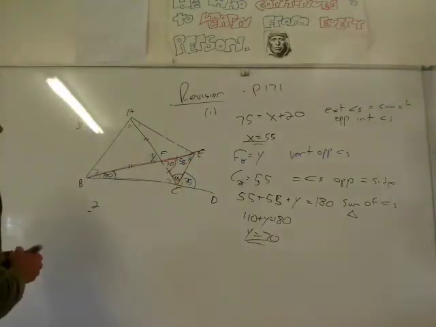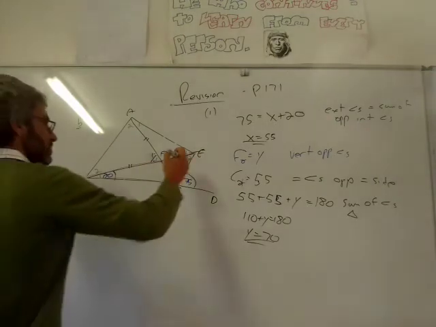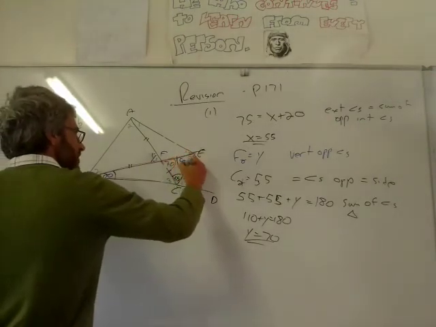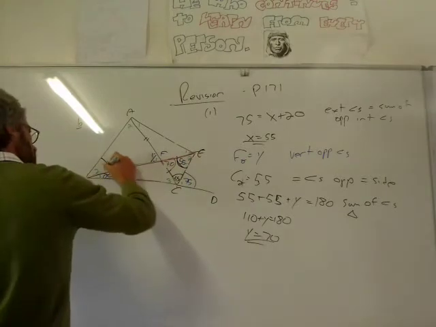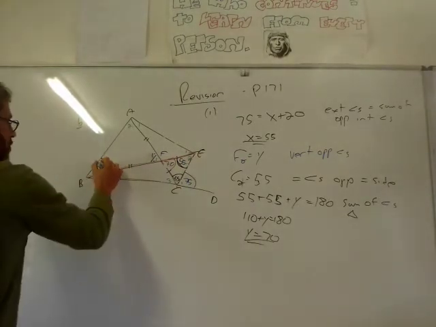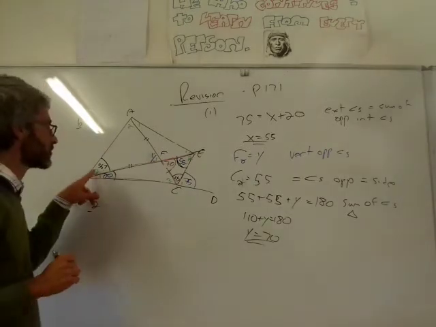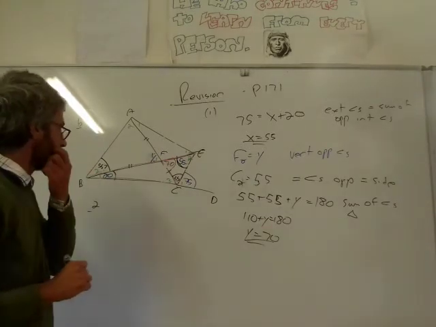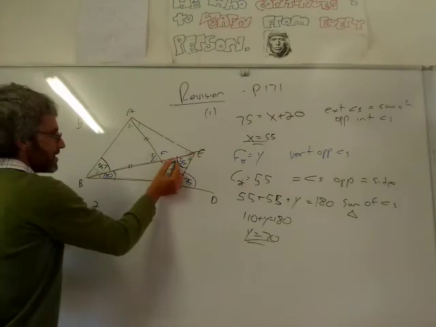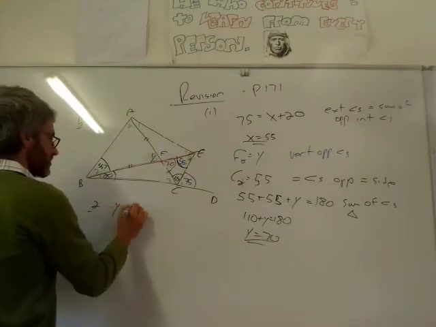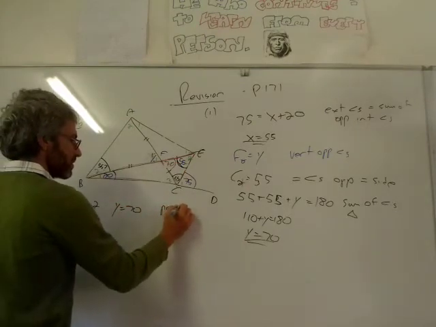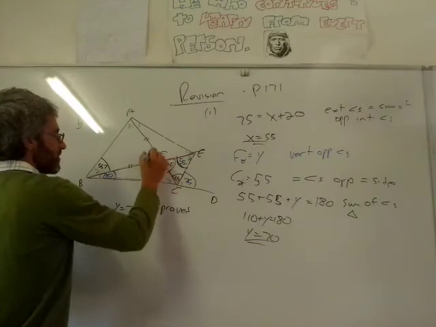Now, what I'm going to try and show is that if this is 55, this is also 55. I want to show it. I don't know it. That's why I'm putting a question mark. How am I going to do it? Look, I know that y is equal to 70. We just proved it, so I can write down 70.